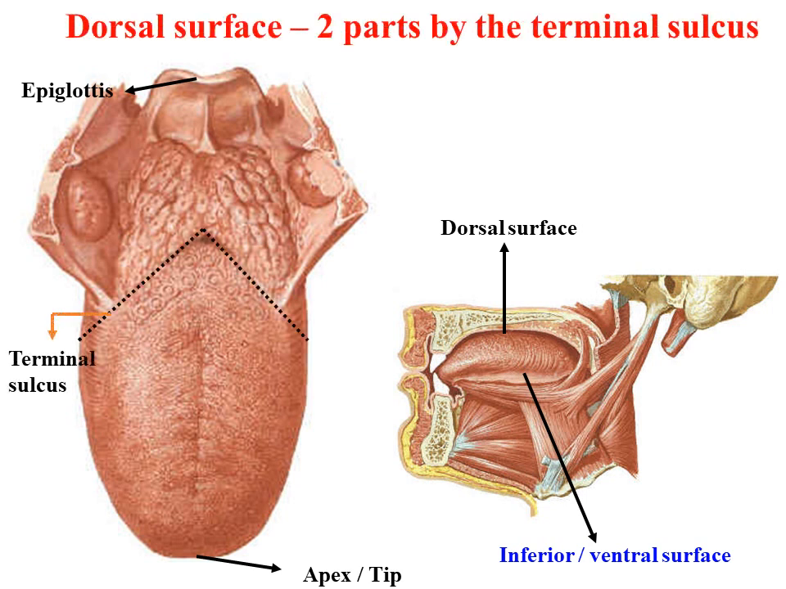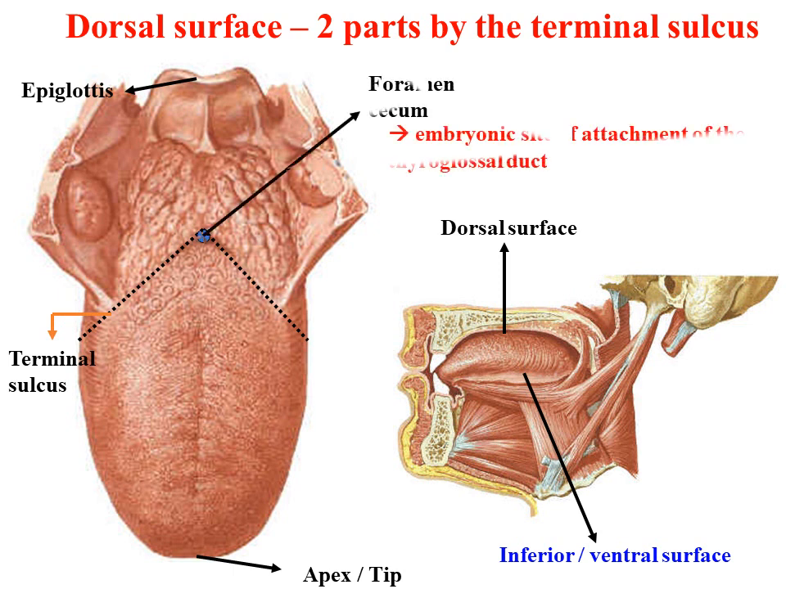This is the terminal sulcus, or sulcus terminalis, the V shape joining the two lines. This is the foramen cecum, the embryonic origin of the thyroglossal duct. This is the oral part, or anterior 2/3 of the tongue, showing the lingual papillae, and this is the pharyngeal part. It looks like a rough part.